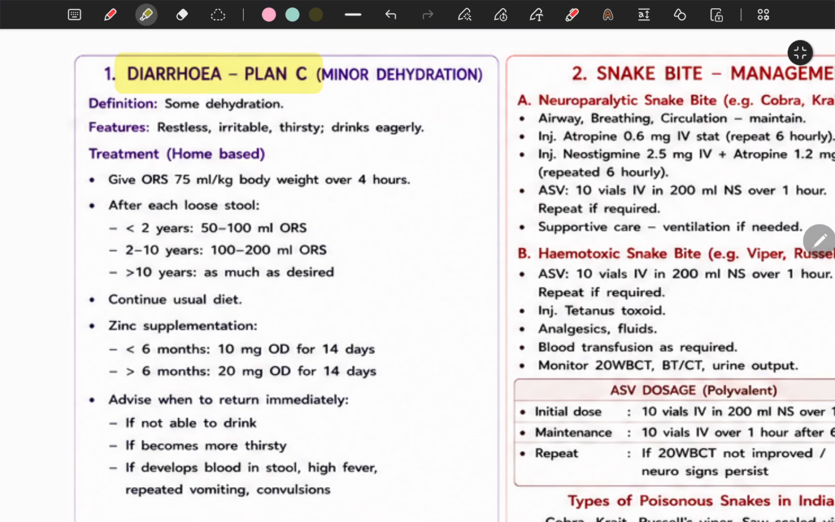It is for severe dehydration. The features will be that the child is restless, irritable, thirsty, and drinks eagerly. Treatment: home-based treatment is to give ORS, oral rehydration solution, 75 ml per kg body weight over 4 hours.